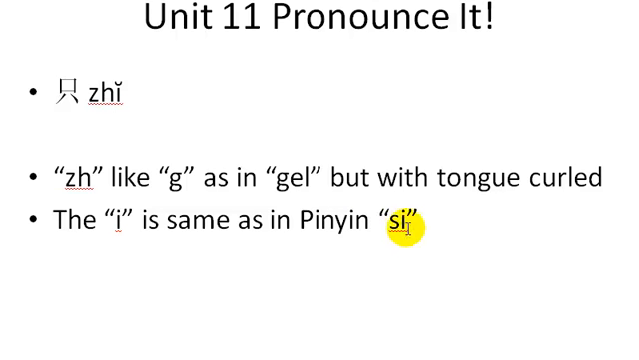Again, the I is just like the I we saw in is, s. And ZH is like the G sound as in gel, but with the tongue curled. So we come up with 纸. So let's try that 3 times. 纸, 纸, 纸. Good.